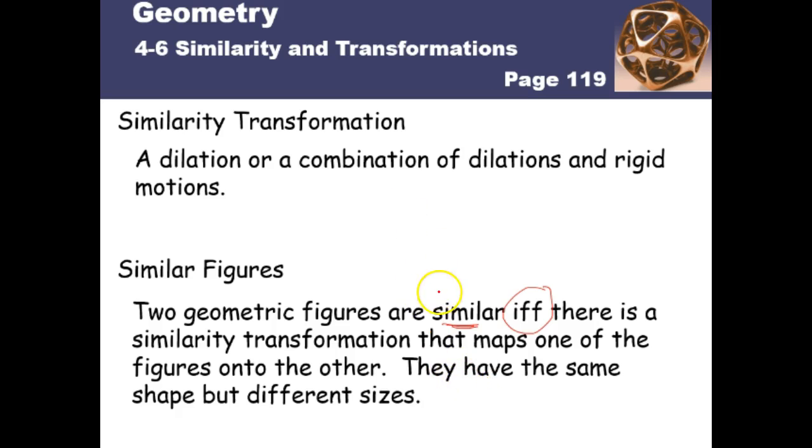So for congruent, remember they have to have the same shape but the same size also. For similarity, they have the same shape but different sizes. So for similarity, it's same shape, different sizes. Do that one more time. Similarity is same shape, different sizes.